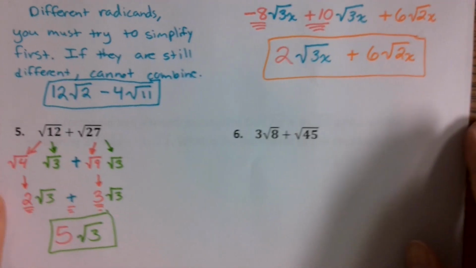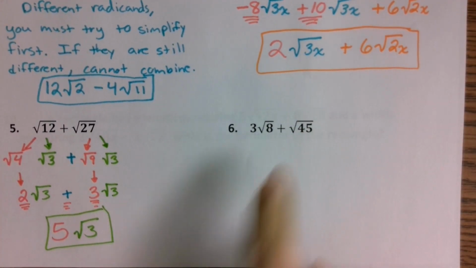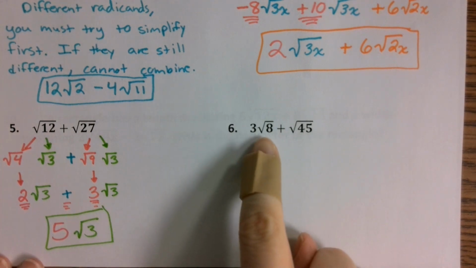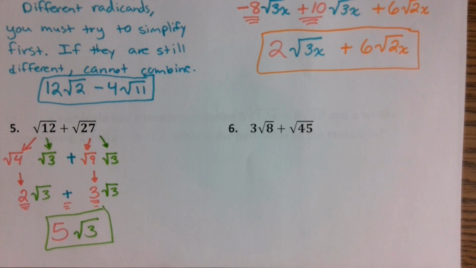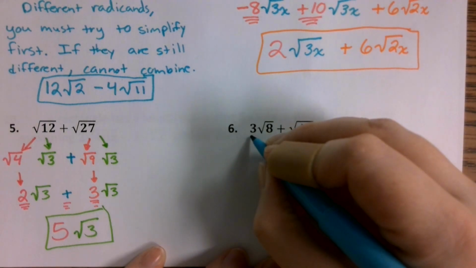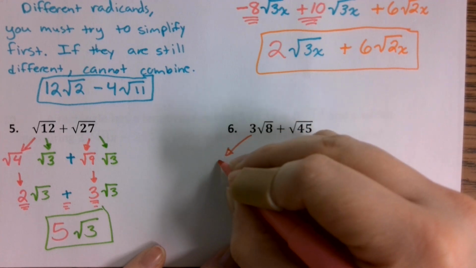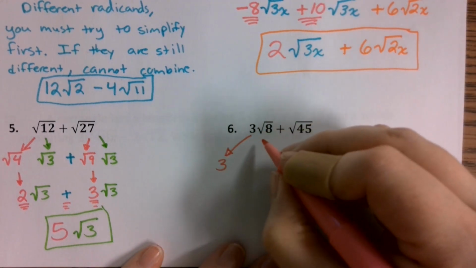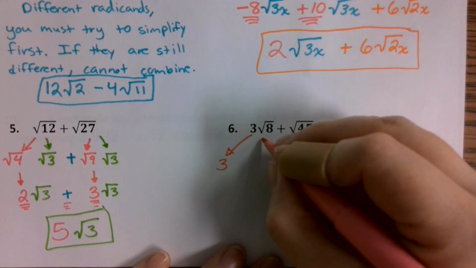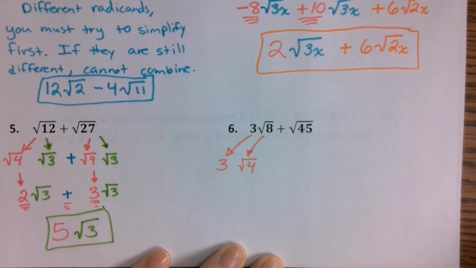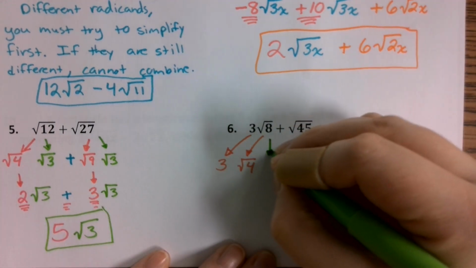Let's do number 6 together. We have 3 square root of 8 plus square root of 45. Again, those are not like radicals, so we first need to see if we can simplify it. Now this 3 is a coefficient that's going to hang out on the outside, so I'm going to go ahead and bring it down just as it is. It's just a 3. But now we need to break up square root of 8. What's the largest perfect square that goes into 8? 4. So we have square root of 4 and square root of 2.